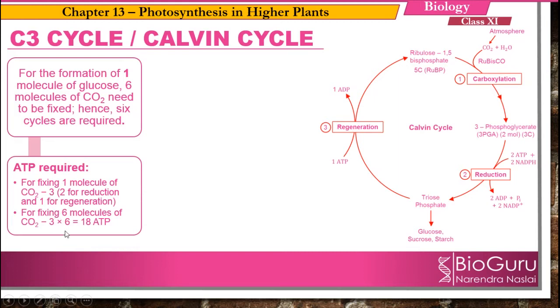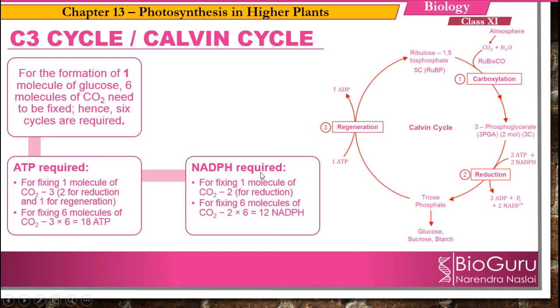For 6 molecules, 6 into 3, that is 18 ATPs are utilized. So in order to form one molecule of glucose, 18 ATPs are utilized. Now how many NADPH are utilized? Can you calculate? Anyhow, let's see.